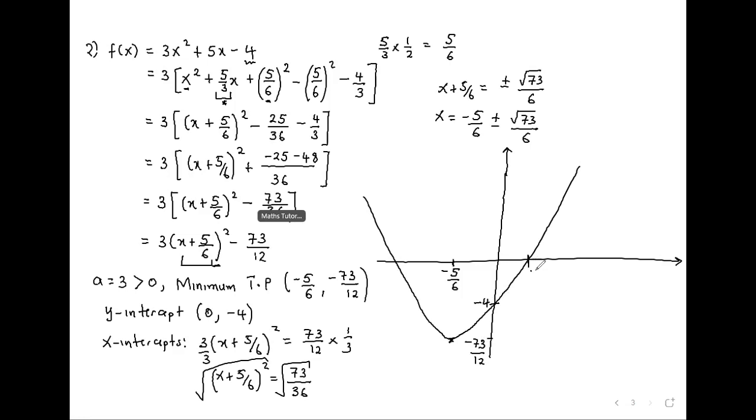Then here, -5/6 plus root of 73/6. So the other one will be -5/6 plus. Where do I put it so there's no confusion? Right on top, -5/6 plus root of 73/6.